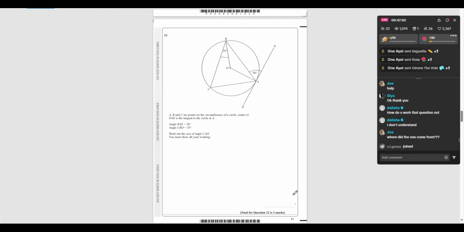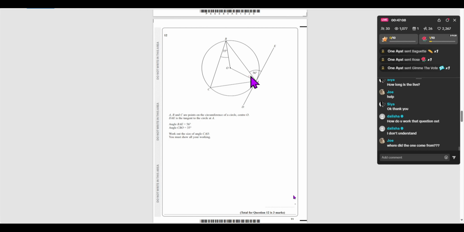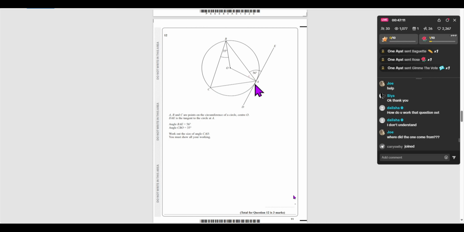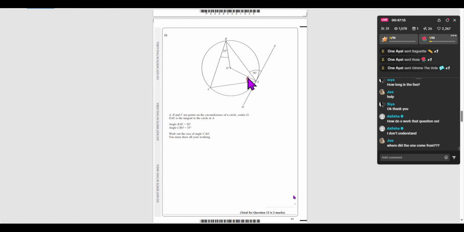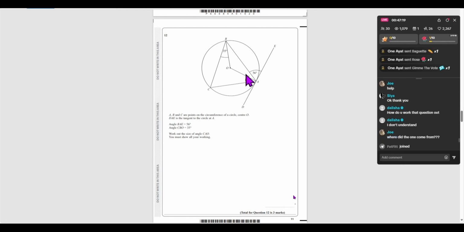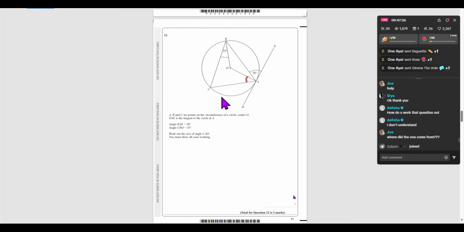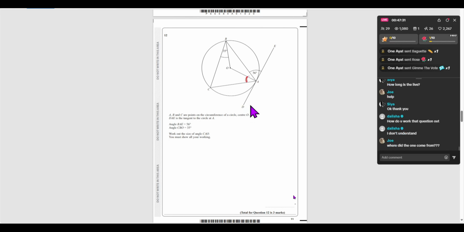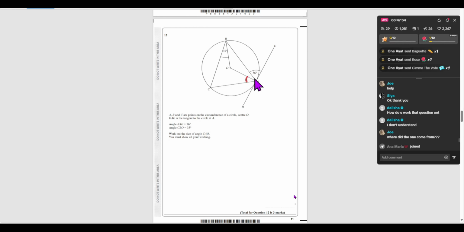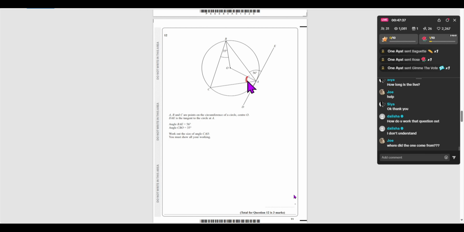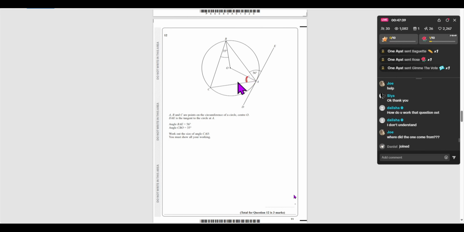So what size are we trying to find? We're trying to find angle CAO. CAO is this angle right here. Now, how do you find it? The most sensible thing to do would be to find this angle over here, so we can easily find it if we're going to use our circle theorems.